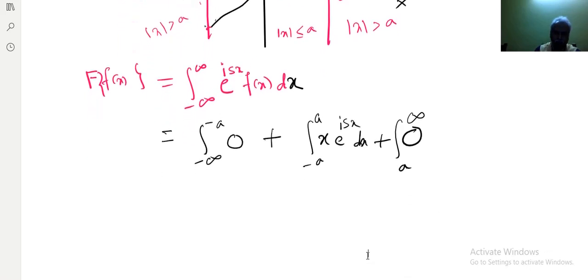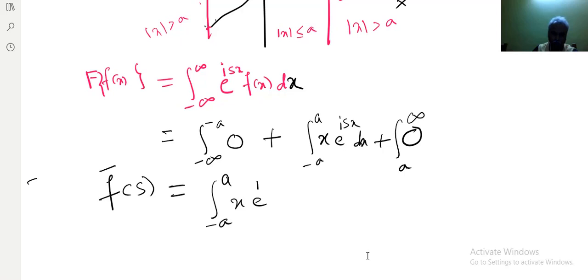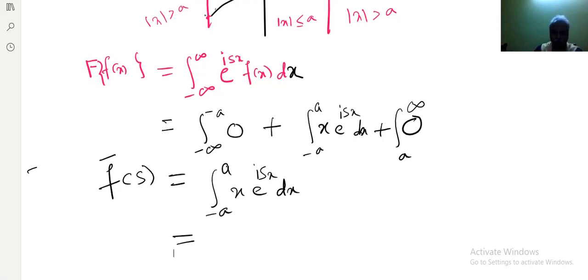So this value becomes some function of s, the Fourier transform, and this is equal to only the middle integration, x into e raised to isx dx. In the Fourier series classes, you have seen how to integrate these using the general rule of integration by parts. But anyway, once again we shall do it.